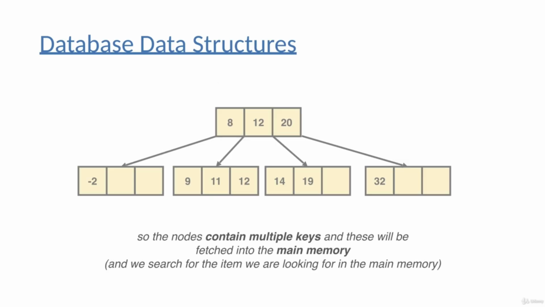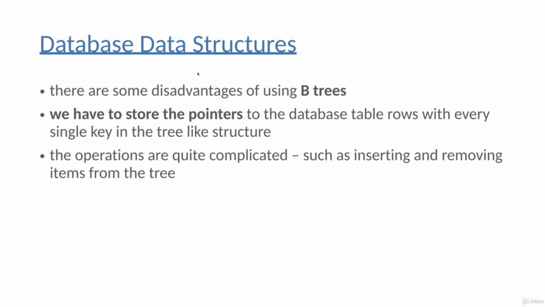So we know for certain that we have to deal with multiple key values because the external memory is operating on blocks or pages, but of course there are some disadvantages of using B trees. So first of all, we have to store the pointers to the database rows with every single key in the tree-like structure, and this is not that efficient.